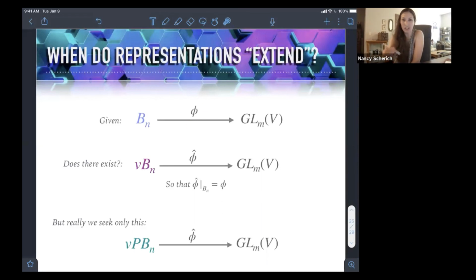So it's a little bit clunky to describe what kind of representation you're looking for here. But basically, if you give me a representation of the braid group, I can find an associated representation of the pure virtual braid group that is the same representation, just on this virtual group.